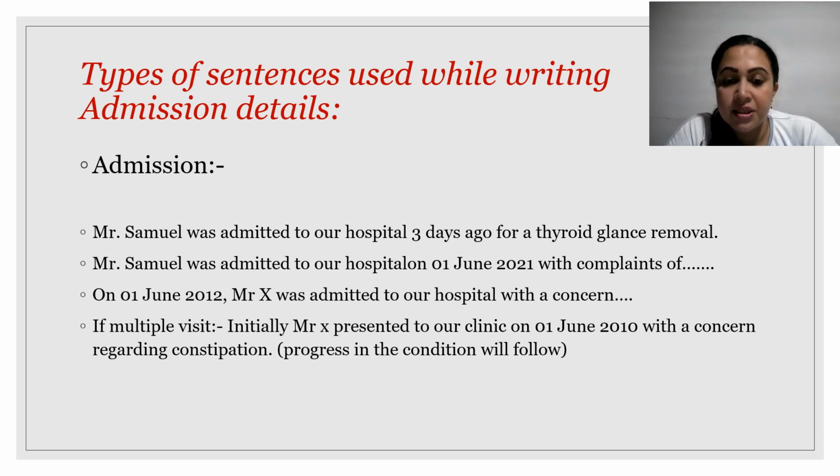Next sentence: Mr. Samuel was admitted to a hospital in June 2021 with the complaints of. So this particular patient was admitted there with some complaints. Whenever you are going to write about complaints, you can write this sentence. Again, in the next sentence you can see on 1 June 2012, comma. Whenever you have a date at the start of the sentence, you need to put a comma. I have missed the comma in this sentence. That is my mistake, I'm sorry for that.